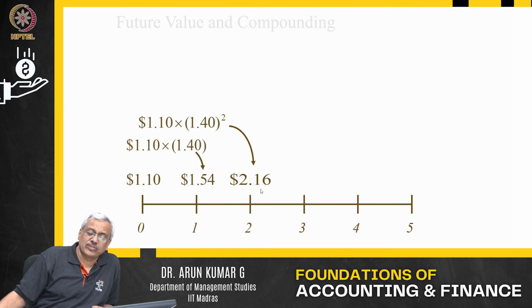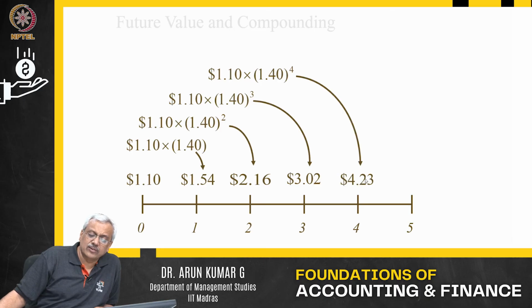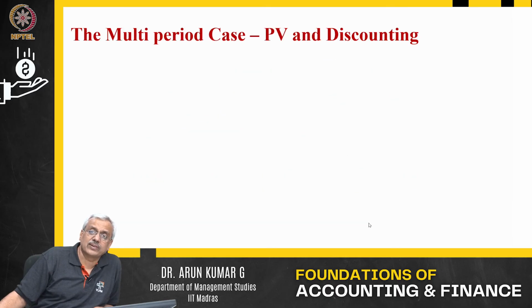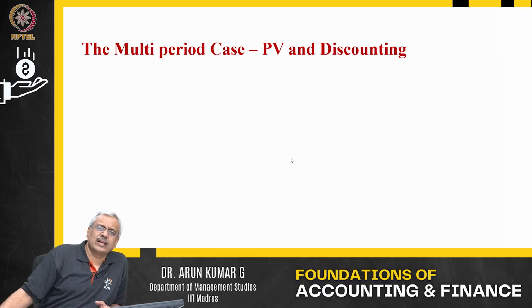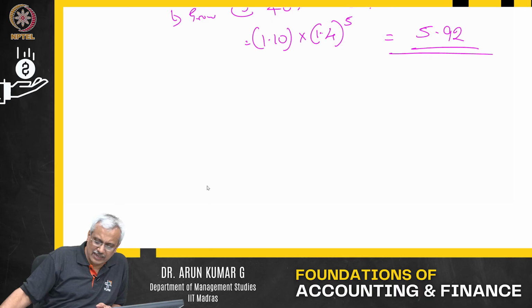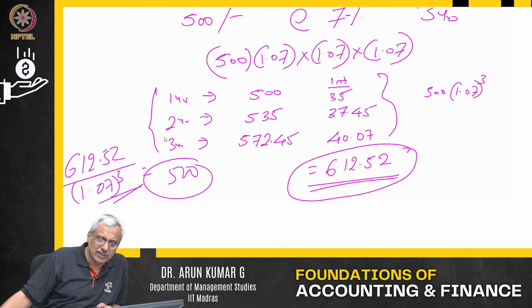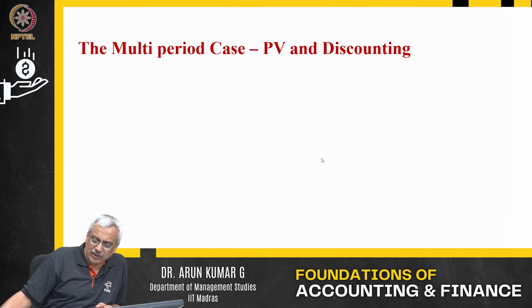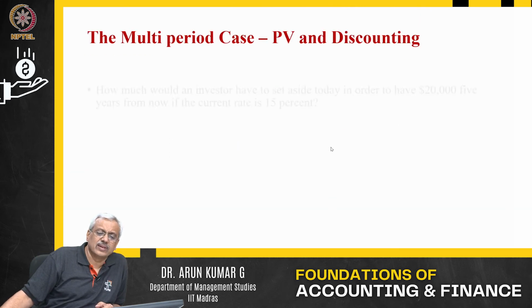You got 2.16. This is going to grow at the rate of about 40%, to 3.02. It is going to grow again to 4.23, and then to 5.92, and that is what we talked about in this particular case. So, same thing, what I talked to you about: discounting. Let us take the same thing in this particular case.